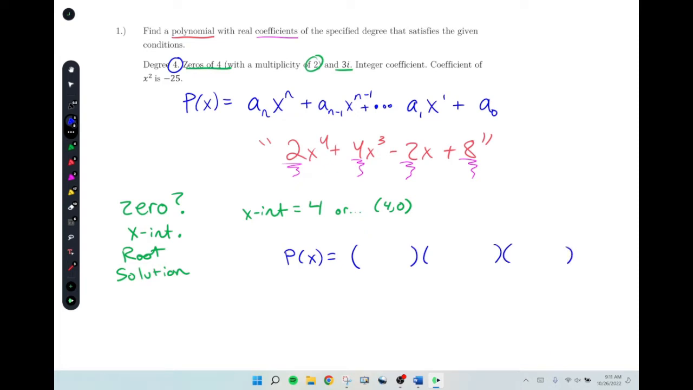Well, I've got a root, right? What root do I have? 4? So that's x minus or plus? That's the question to ask ourselves. Because if I plug in that 4, it'll cancel it out, right? Turn it into a 0. That's why the name is 0.